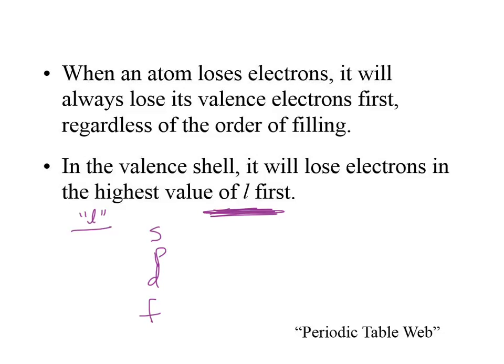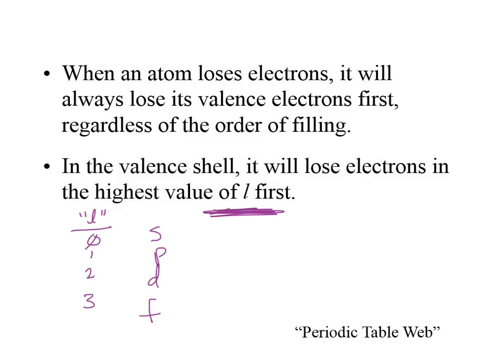The L value of S, I don't know if you remember, is 0. The L value for P is 1. The L value for D is 2. And the L value for F is 3. This is actually stuff that we covered. Remember the lowest N plus L rule? We had to look at the subshell and assign an N plus L value. These were the L values that we assigned to those different orbital types.